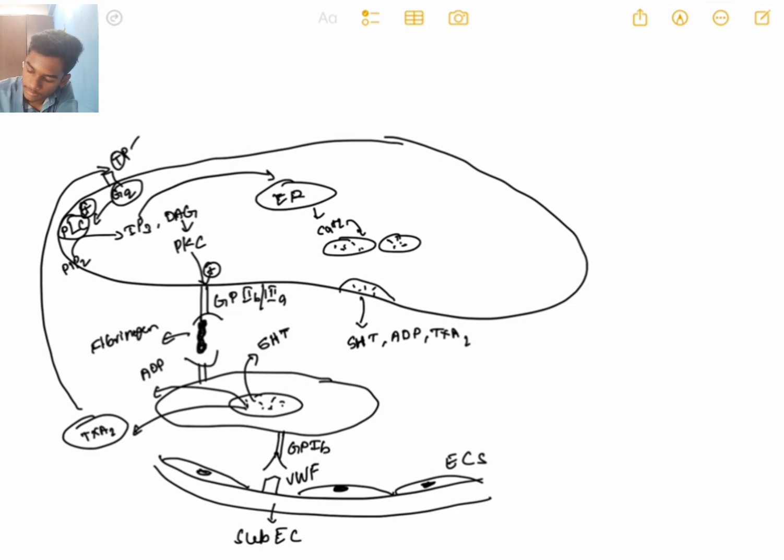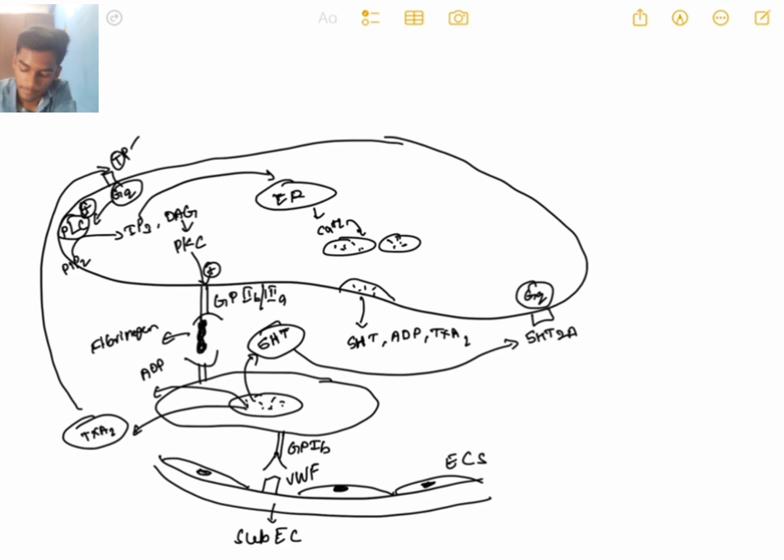There is a receptor called 5-HT2A receptors on platelets on which 5-HT acts. This is also a G protein coupled receptor, which is GQ. In a similar way as thromboxane, it will also cause platelet aggregation.